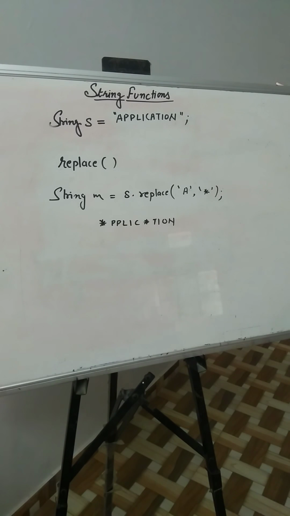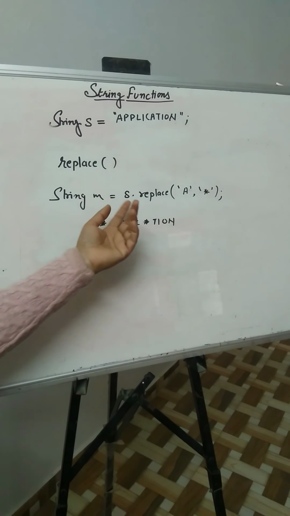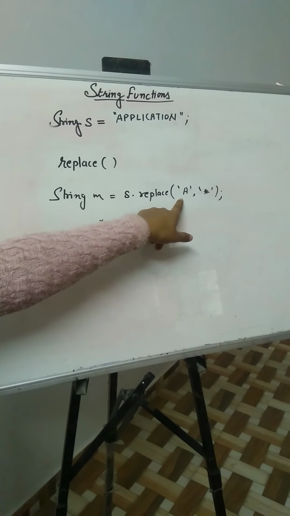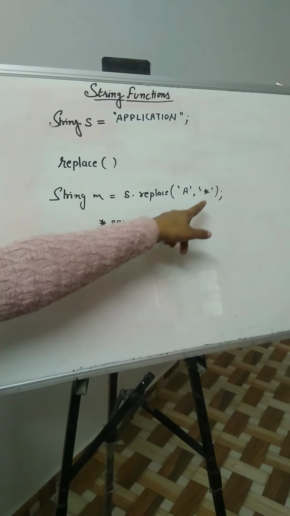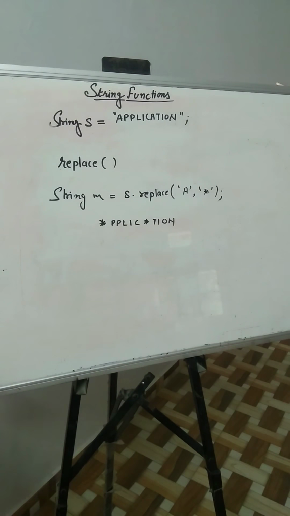Clear? Or you can replace a whole string also. Suppose the sentence is: the green bottle is in the green bag. So you have to write S dot replace, green within double quotes, comma, then the replacement within double quotes, red or blue, whatever you want.